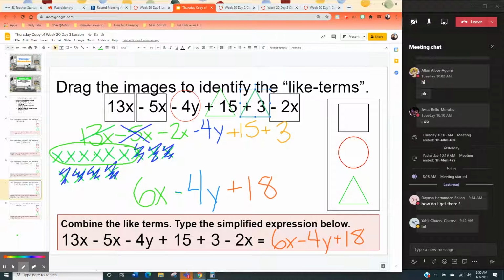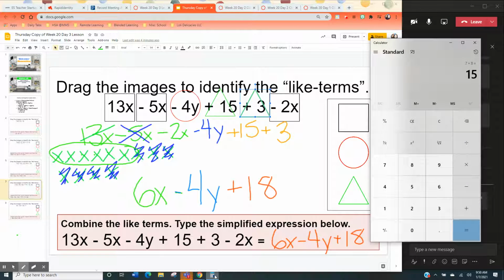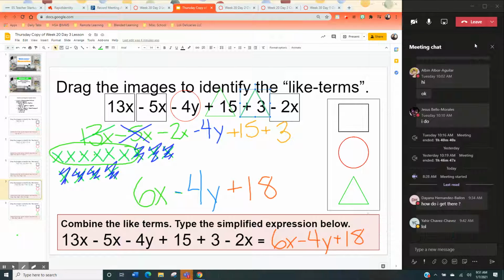Now again, for my calculator checkers, what could I have done using my calculator? For my 13, I could have done 13 minus 5x, so minus 5. I know the calculator doesn't have x. It's okay. We're just putting in the numbers. Minus 5, minus 2. So we're checking what we got. 6. That was correct. I don't have to check my 4y, but I can check my 15 plus 3, which gave me 18. So my answer is correct.